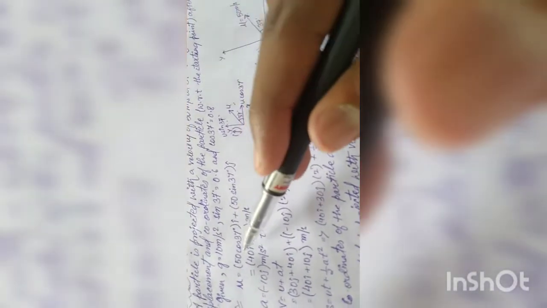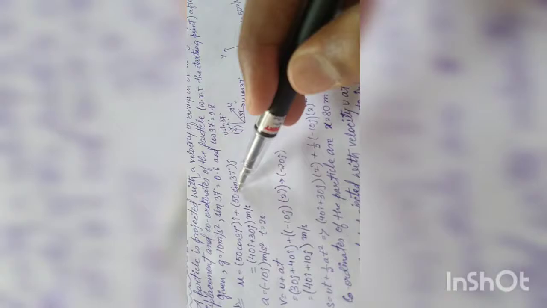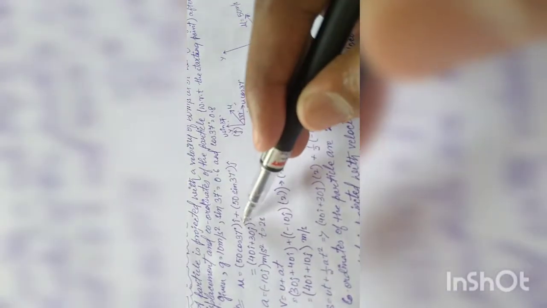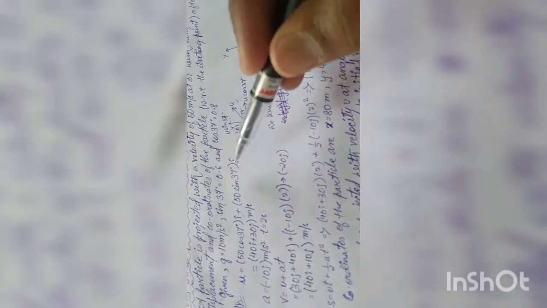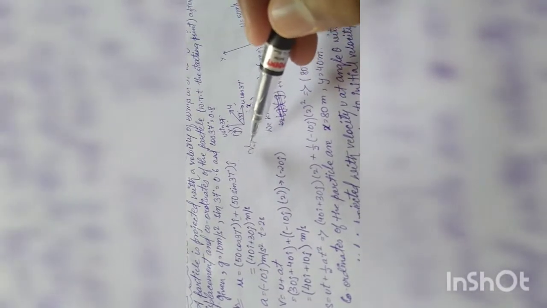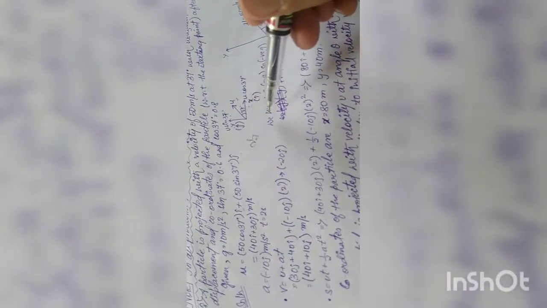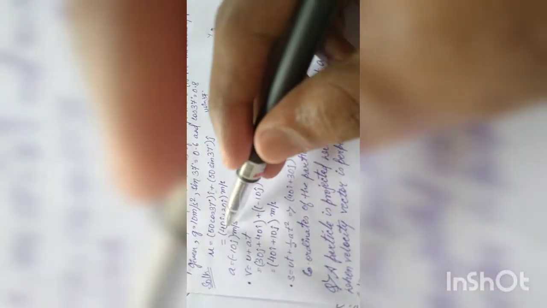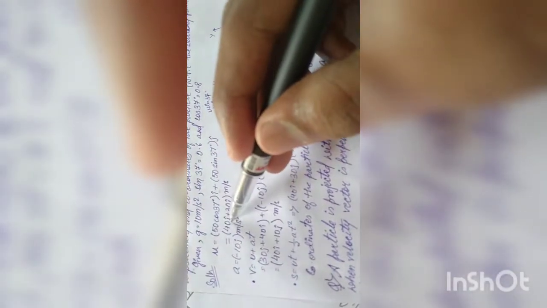So 50 cos 37, 50 sine 37. Here it's i cap and j cap. I cap indicates x axis, j cap indicates y axis. Now if you did not see the lecture on vectors, please go and see it. I'll give the link in the description box. Okay, you can go there. So the initial velocity is 40 i cap plus 30 j cap, and the acceleration is minus 10 j cap.